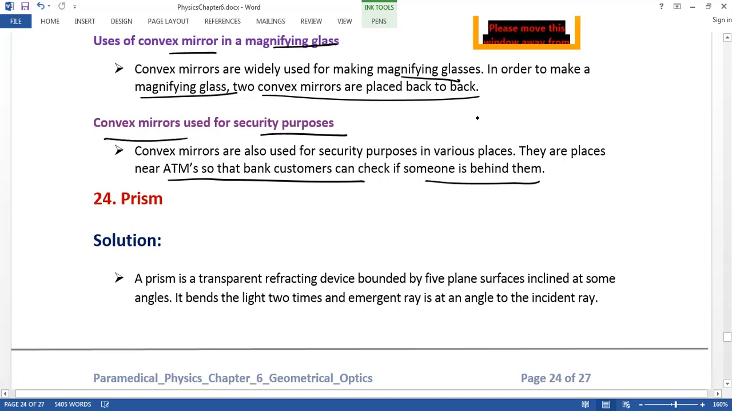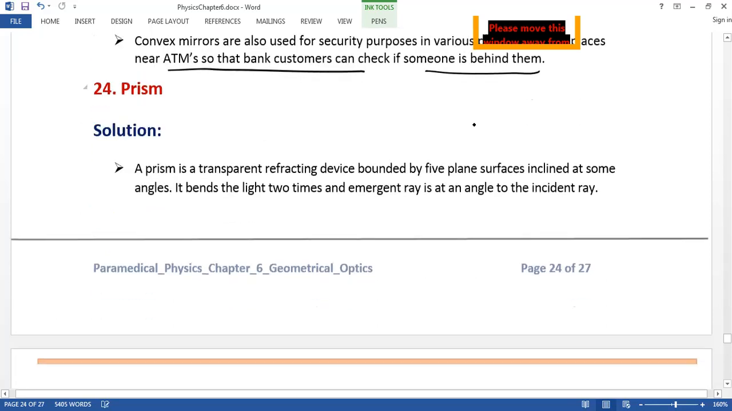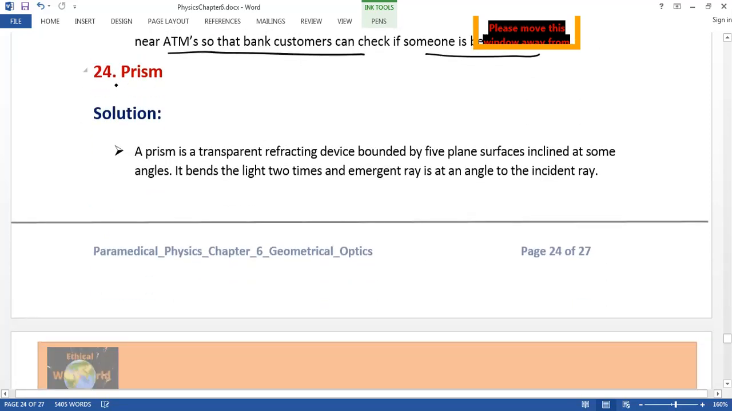Let us move on to the next one, that is the prism. A prism is a transparent refractive device that is bounded by 5 plane surfaces inclined at some angle. It bends the light two times, and the emergent ray is at an angle to the incident ray.